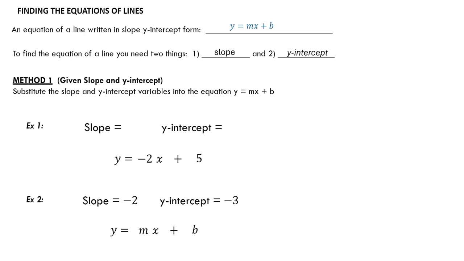In example 2, again we have a slope of -2, so we'll swap that out. It goes where the m was. And our y-intercept is -3. It goes where the b was. And there's our equation for this second example.